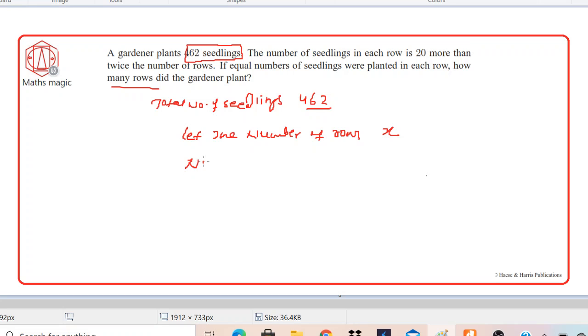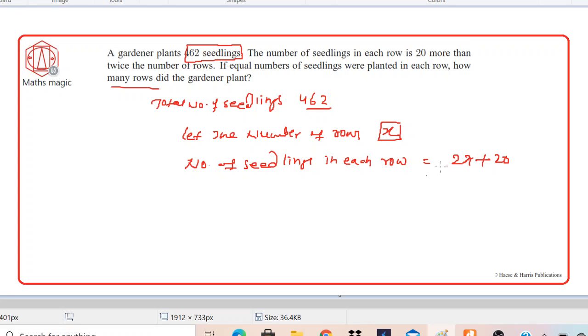Now we have the second information, which says the number of seedlings in each row is 20 more than twice the number of rows. We have the number of rows as x, so twice of this and 20 more. This is the number of seedlings in each row.